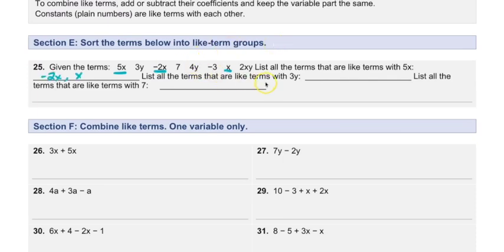Let's list all terms that are like terms with 3y. So 3y, you have 4y. I think that is it. Those are the ones that are like terms. They have to have the exact same variable. xy doesn't count. List all the like terms for 7. 7 is a constant, has no variable. So 7 has to go with the other constants. So it'll be negative 3. There we go. Those are all the like terms.